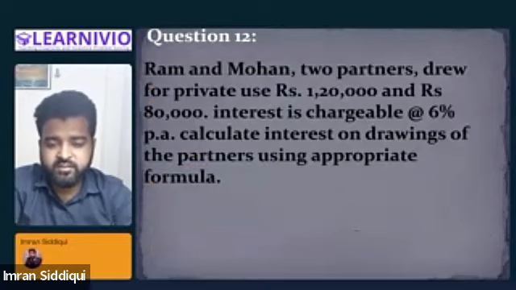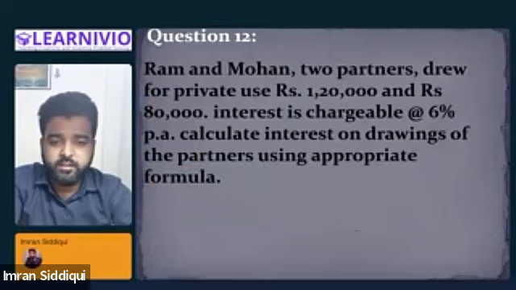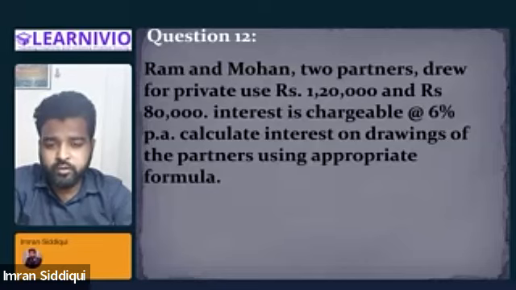Okay. So we'll start with an easy question first. This is question number 12. It says Ram and Mohan, two partners, drew for private use rupees 1,20,000 and rupees 80,000. Interest is chargeable at 6% per annum. Calculate interest on drawing of the partner using appropriate formula. The question does not specify which formula to apply. Using your discretion, you have to decide which formula will be applicable in this situation.